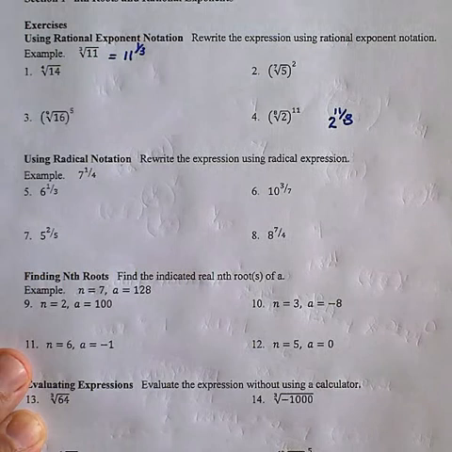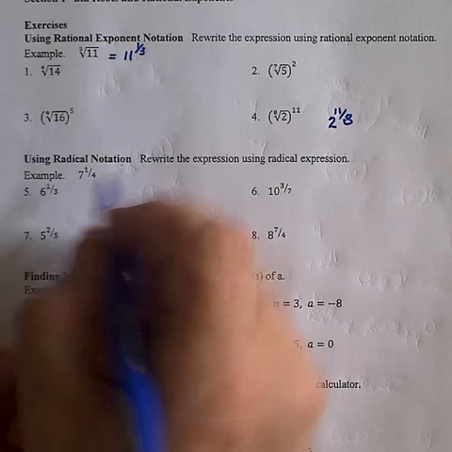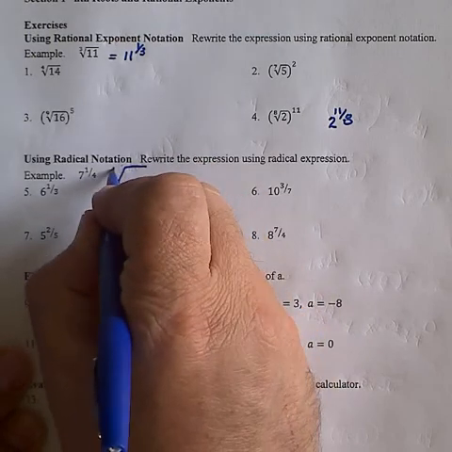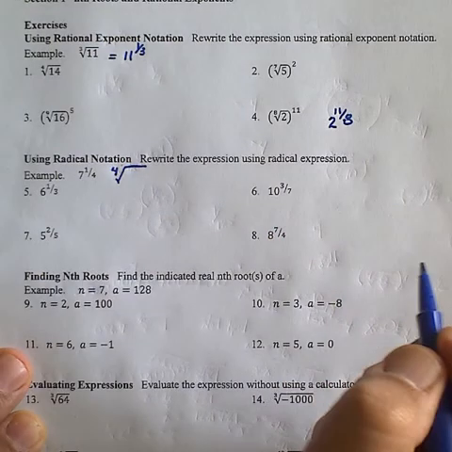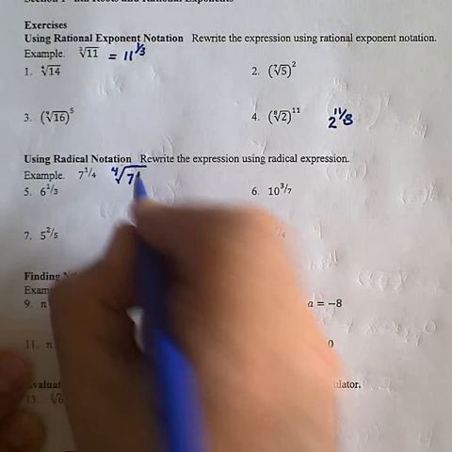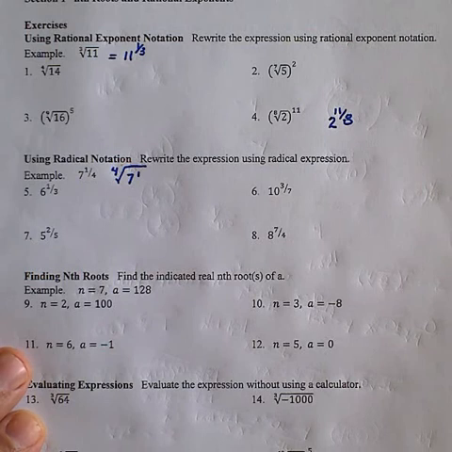Okay, excuse my writing. In 5 through 8, I want to do the same thing but go backwards. So we're starting with the rational exponent. This would become the 4th root. The 4 goes out, and then I've got 7 to the first power underneath. I don't need that number 1 as an exponent, but there it is as it would be expressed.